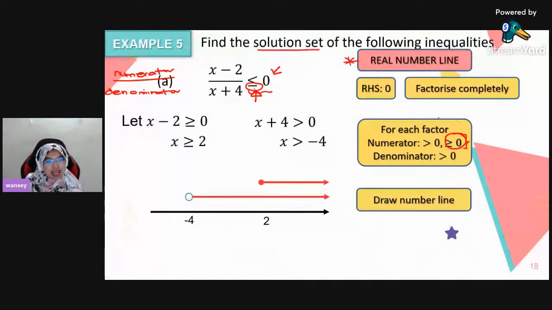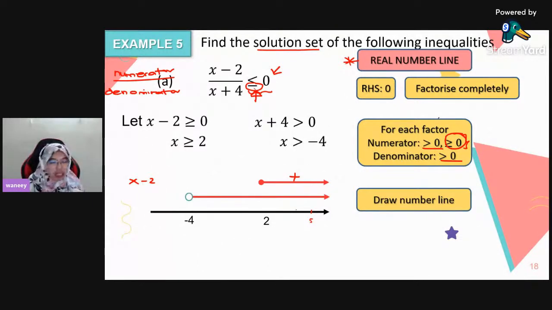Okay, so the reason why I'm using only greater than 0 is because I want to find out the region that will give me a positive answer. Now x greater than 2, for example, a number over here, let's say you have 5. If you substitute 5 into here, 5 minus 2, that value is definitely greater than 0. So I know whatever value of x, as long as the value of x is greater than 2, if I substitute into x minus 2, that one will give me a positive answer.